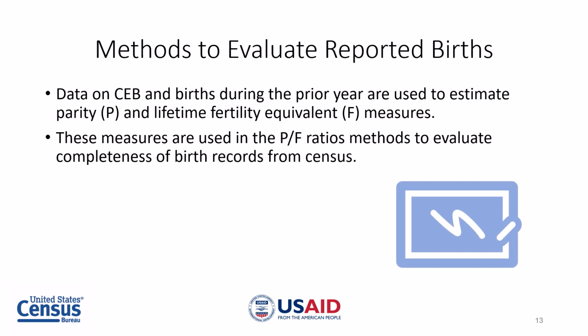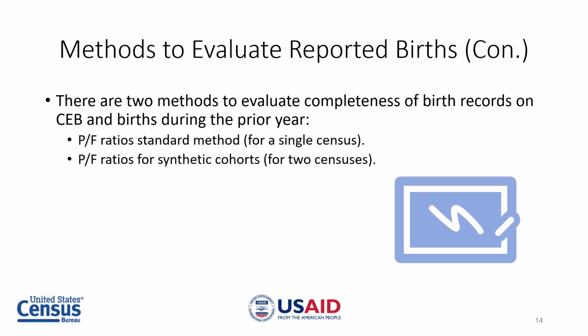Let's summarize. Data on children ever born and births during the year previous to the census are used to estimate parity and lifetime fertility equivalent measures. These are then used in the parity and fertility ratio method to evaluate completeness of birth records from census and calculate an adjustment factor. There are two ways of applying these general methods: PF ratio, a standard method for a single census, and PF ratio for synthetic cohorts using data from two censuses. In the next two episodes, we will cover these two methods.